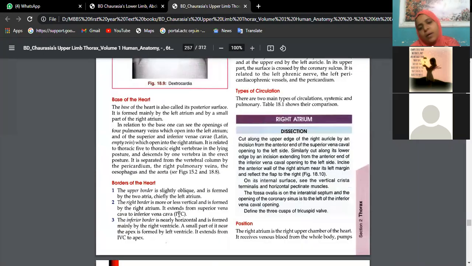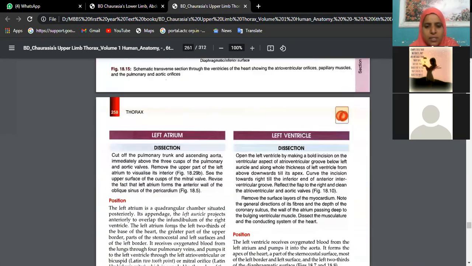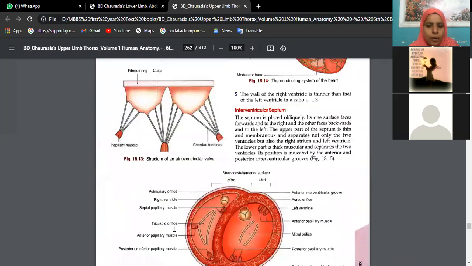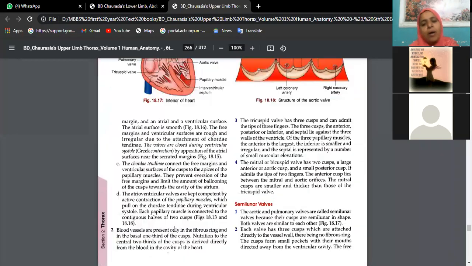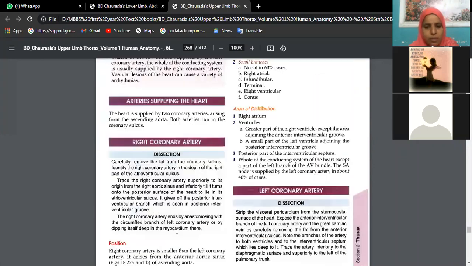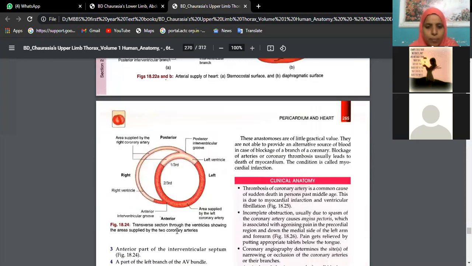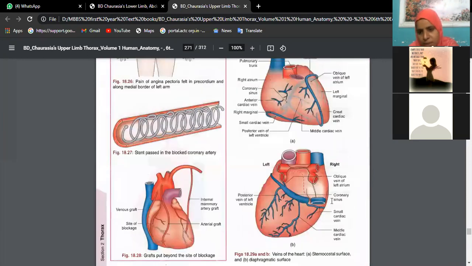Then after that, we have the coronary sinus. What is the coronary sinus? It is the largest venous channel of the heart, which receives all the veins. The venous drainage of the heart goes into the coronary sinus only. See, this is the coronary sinus.